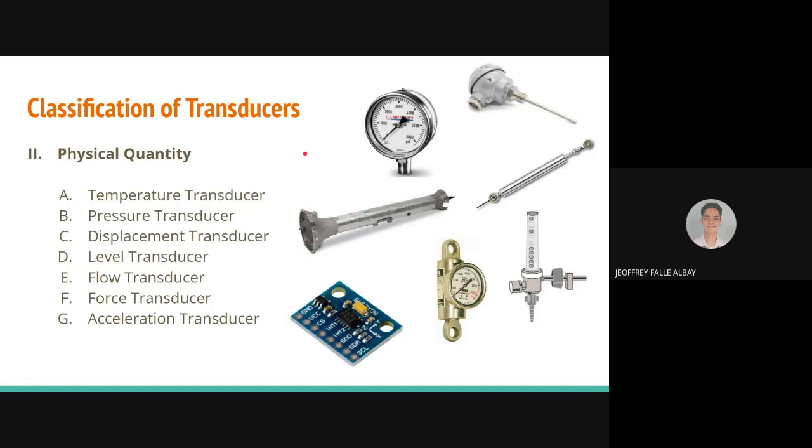The second is the physical quantity. It is based on the physical quantity converted by the physical effect. An example is the end use of the transducer after the conversion. The following physical quantities are generally used. There are 7 types: temperature transducer, pressure transducer, displacement transducer, level transducer, flow, force, and acceleration transducer. Same as the last slide, the order in the image is from top to bottom. Next slide.